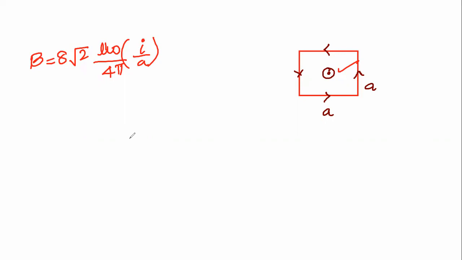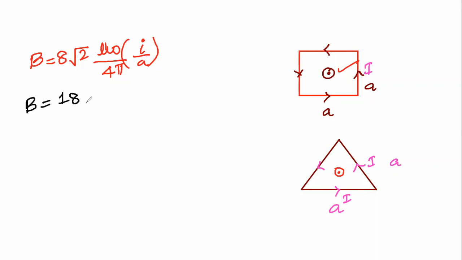Instead of that, if it is a triangular shape, a triangle, with current flowing like this and every side length taken as A, then the magnetic induction at the center is B is equal to 18 mu naught by 4 pi into I divided by A.